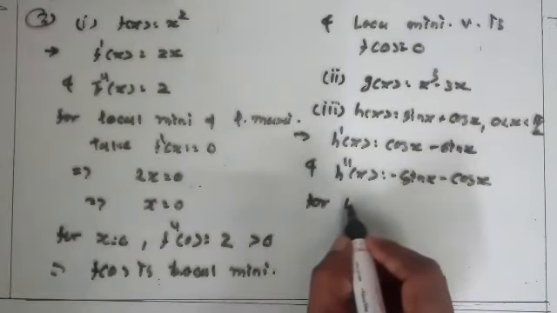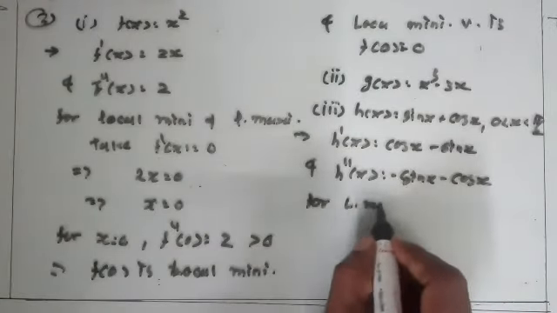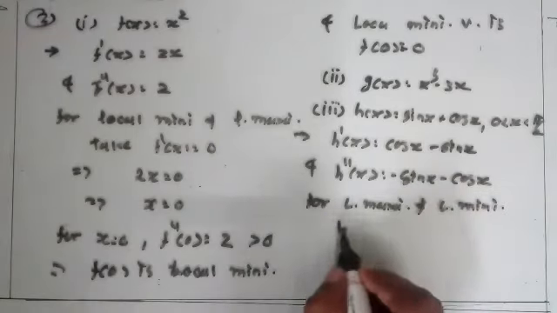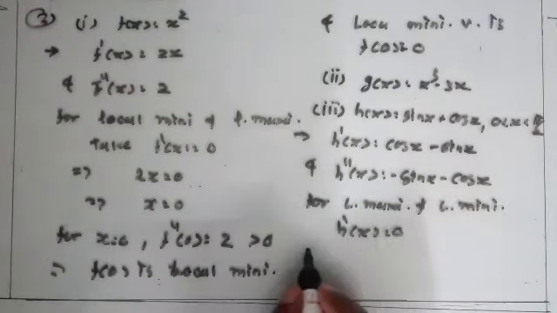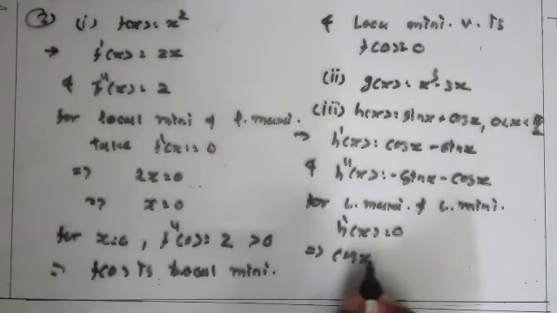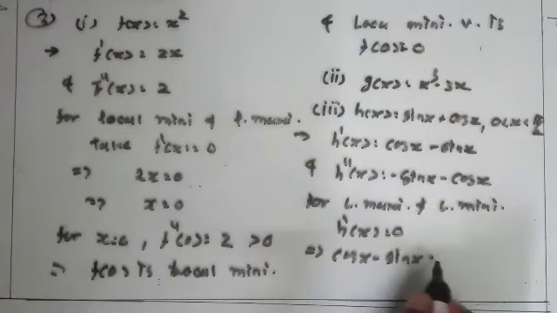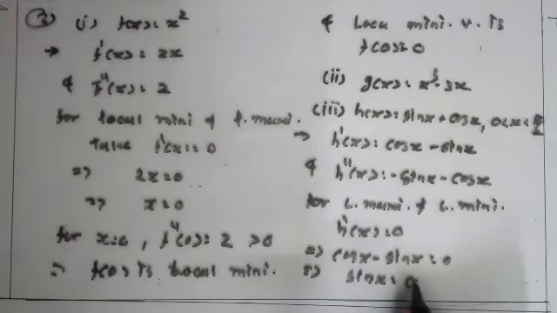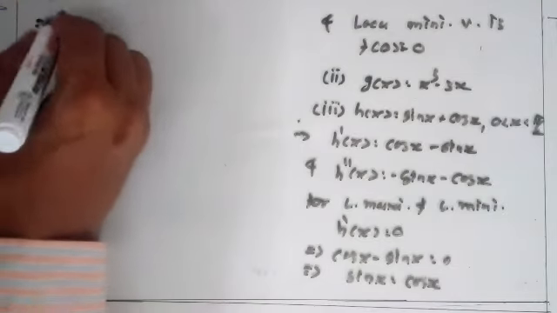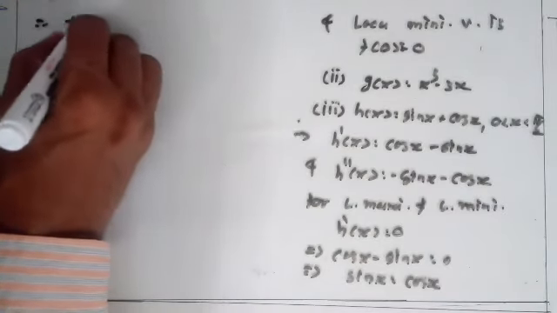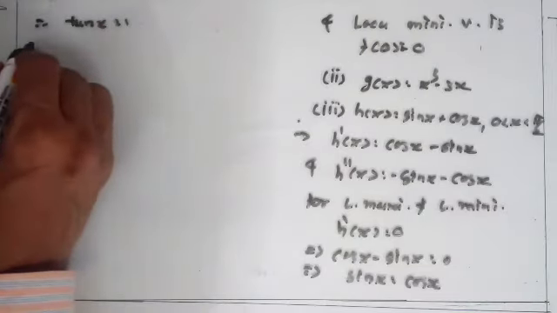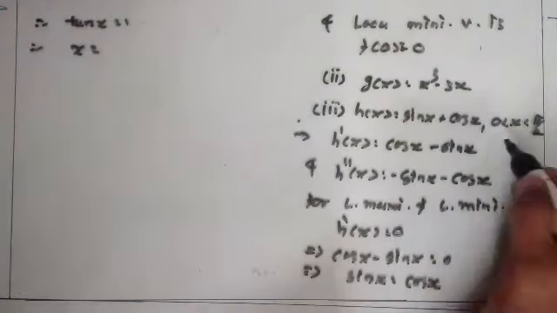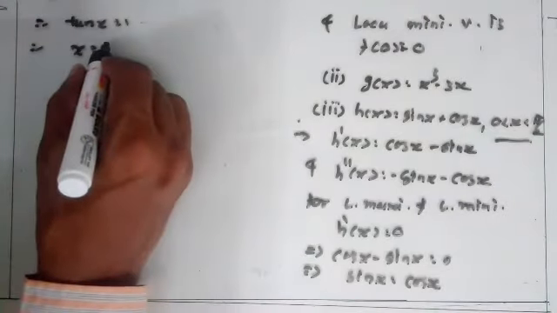For local maximum and local minimum, take h'(x) is equal to 0. This implies cos x minus sin x is equal to 0. This implies sin x is equal to cos x. Clear? Therefore, dividing by cos x on both sides, we get tan x is equal to 1. So x lies between 0 to pi by 2, so x is equal to pi by 4.